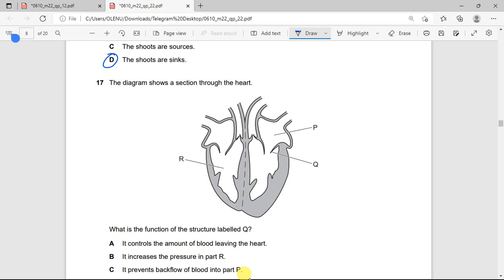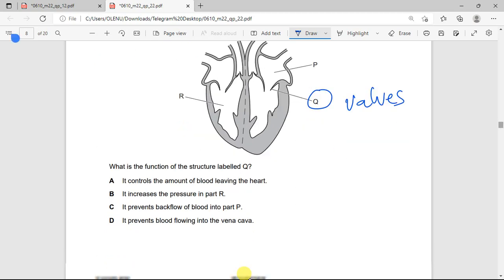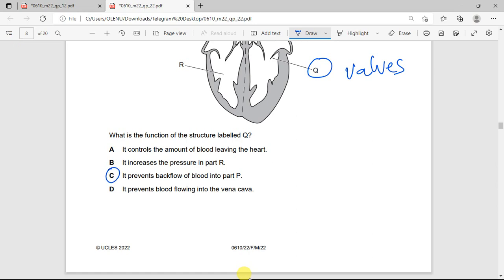Now the diagram shows a section through the human heart. What is the function of Q? Q is a valve, and the function of valves is to prevent backflow of blood. C.